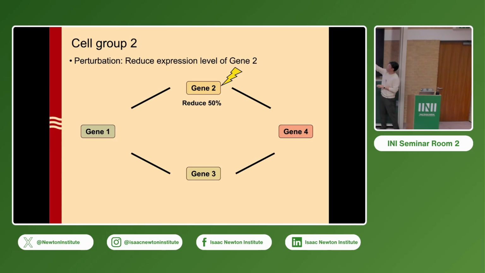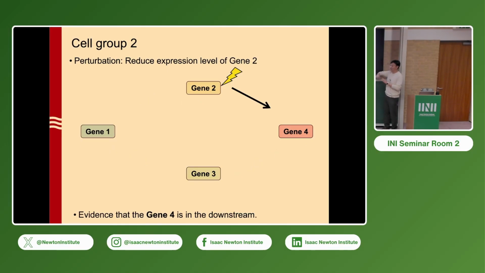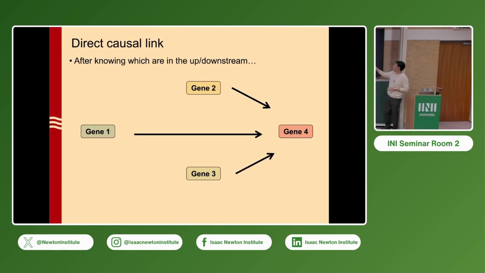On the other hand, if you intervene on just gene 2 and reduce its expression level, and this gene changed but the other two didn't change, then that would be good evidence that this gene is downstream, or a descendant, of gene 2. In this manner, you can get the ancestral or descendant information for each individual gene.